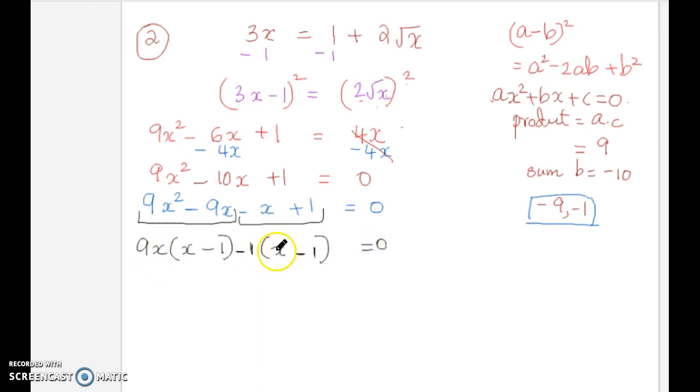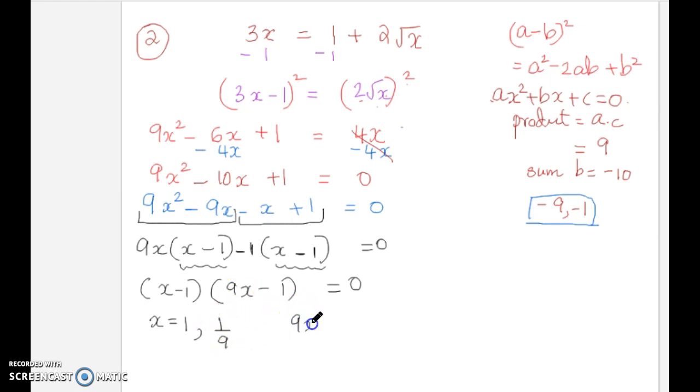So when we factor these two terms again, the GCF is what we have in the parentheses. If I factor out x minus 1 from both these terms, I have a 9x left and a -1 left, which is equal to 0. So when I solve by setting each factor to 0, I get x equals 1 and x equals 1 over 9. How do I get this 1 over 9?